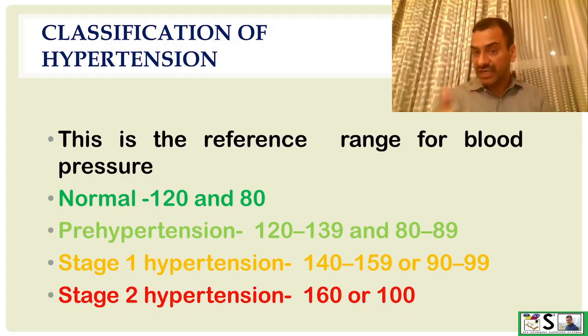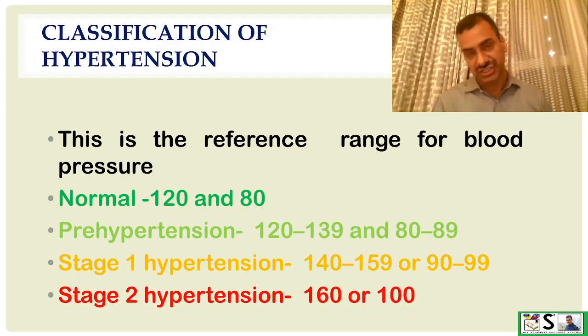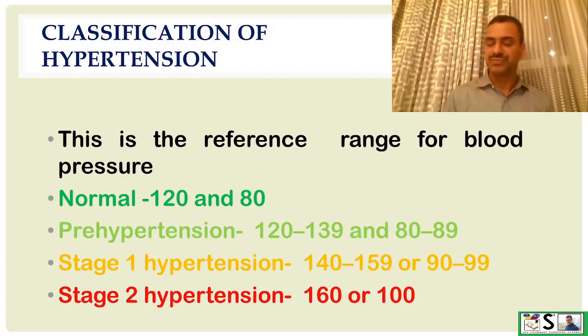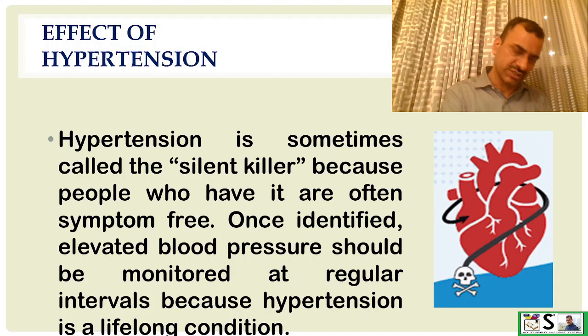And stage 1 hypertension is 140 to 159 systolic BP and 90 to 99 mm diastolic BP. And stage 2 hypertension is 160 mm of Hg systolic blood pressure and 100 mm of Hg or more diastolic, it will be stage 2 hypertension. And this is something serious. You should think about that. Okay, now let us see why we should think about it.